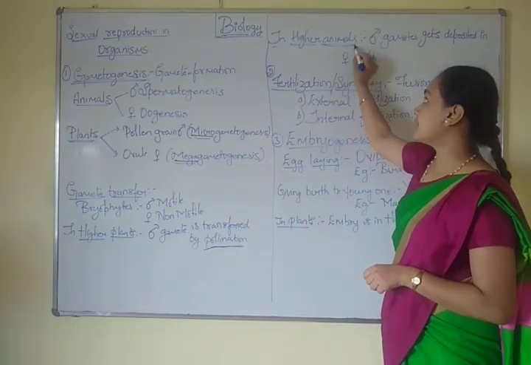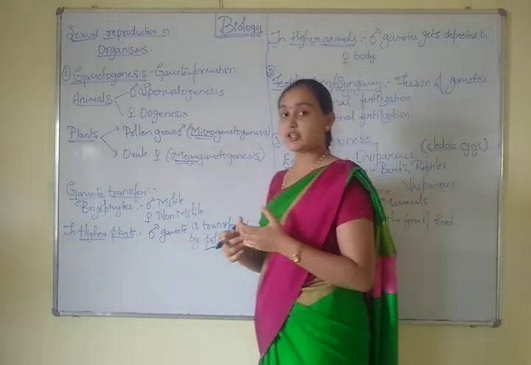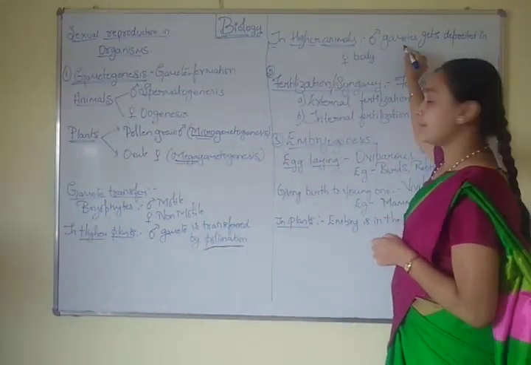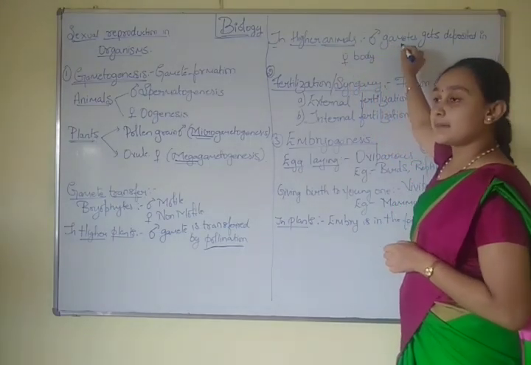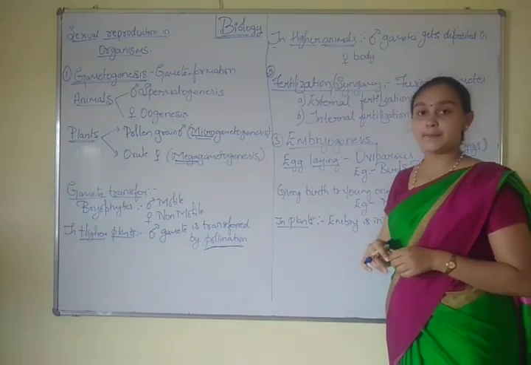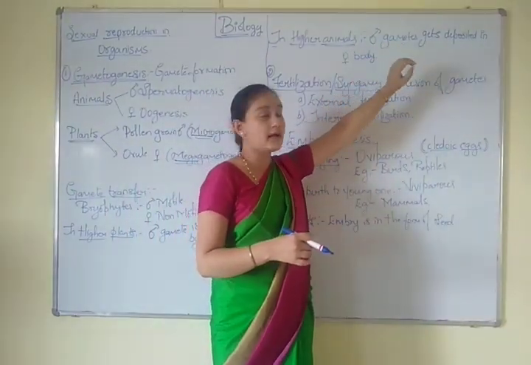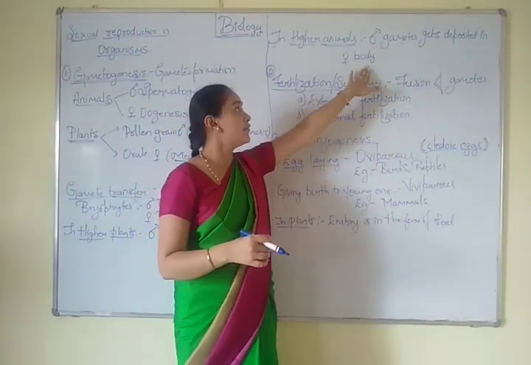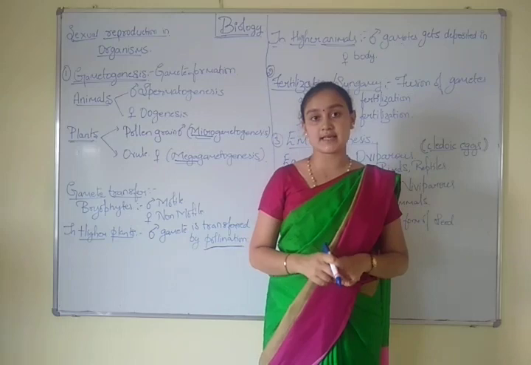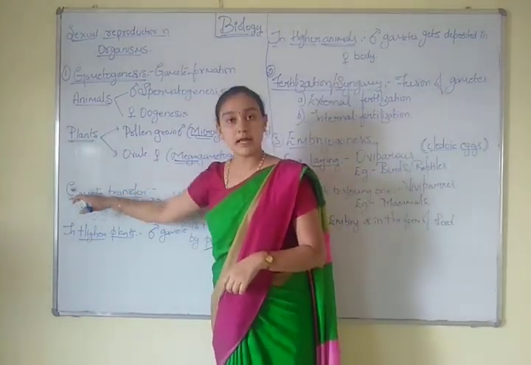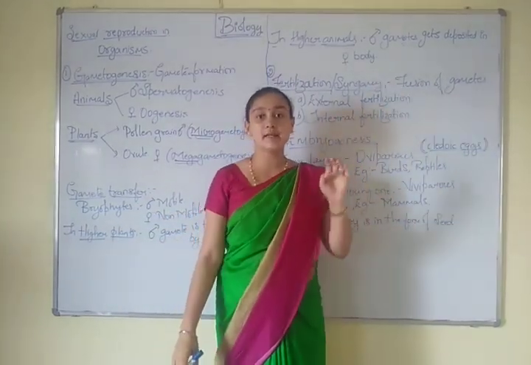Whereas in the higher animals like mammals, what happens is that during the process of copulation, the male gametes get deposited in the female body. During intercourse, all the male gametes get deposited in the female body, and there the fusion of gametes takes place. So this was how the gametes get transferred in the higher plants and in the higher animals.